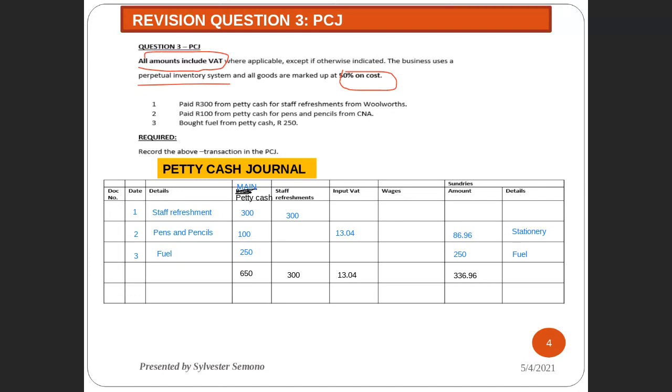Who can tell me what I must write under the main account? Must I write a debit or a credit? You paid this amount out of petty cash. So what happens to the petty cash? Increase or decrease, under which side?